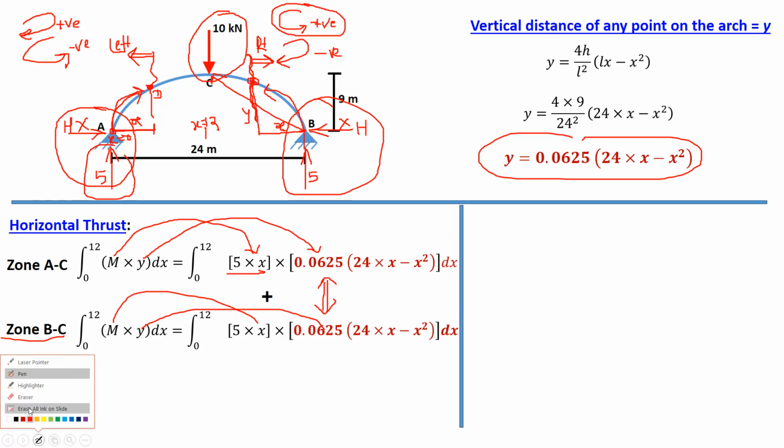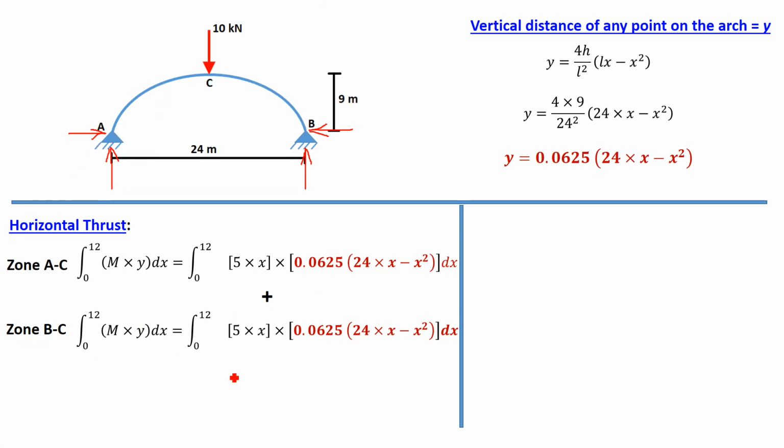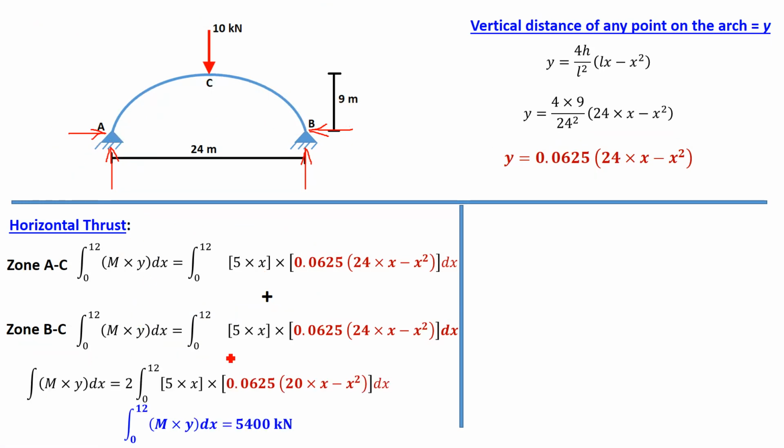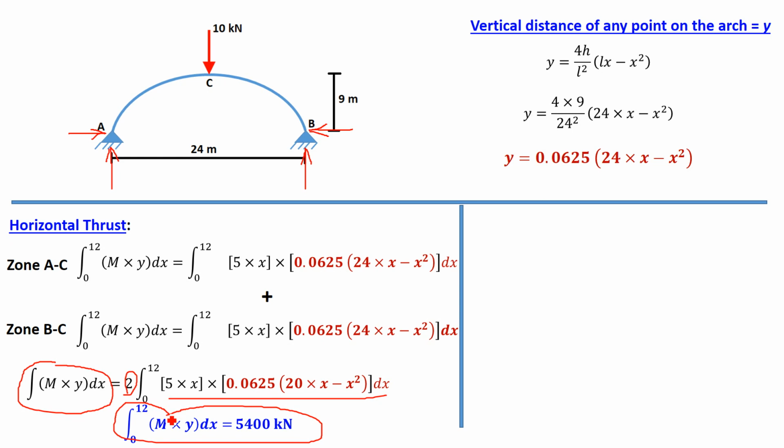Okay, so like this we can calculate m into y, limits are 0 to 12. So finally we can write integration m into y is equal to 2 times, out of these two any one integration we can consider, so 2 times 0 to 12 this value. Now if you perform this integration in your calculator, even manually, you will get the answer of this is 5400 kilonewton. This is the answer of integration m into y dx over the limit 0 to 12.